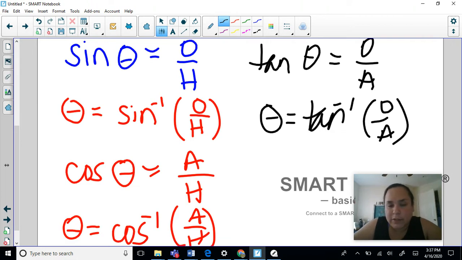Okay, we're still going to follow the same rules that we did before. Identify the location of the angle, label the sides that are given by opposite, adjacent, or hypotenuse, depending on what you have, set up the correct trig ratio, and figure out, are you using sine, cosine, or tangent? So let's try an example.